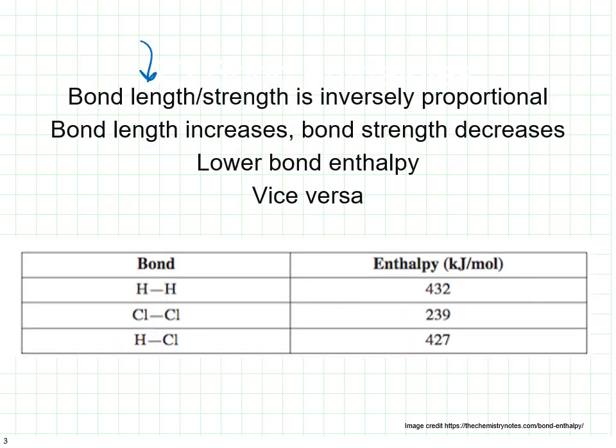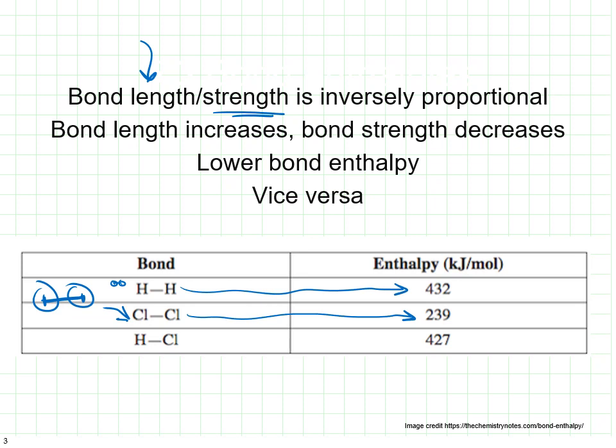Interestingly, as the bond length increases, strength decreases. Chlorine is a pretty big molecule, so the bond between two chlorines is longer than the bond between two hydrogens, which is a very small molecule with small atoms. So this enthalpy is less than this enthalpy because hydrogen is shorter and therefore a little bit stronger.